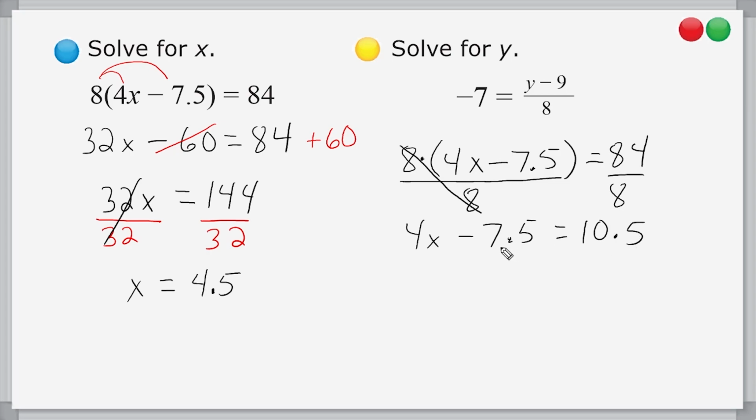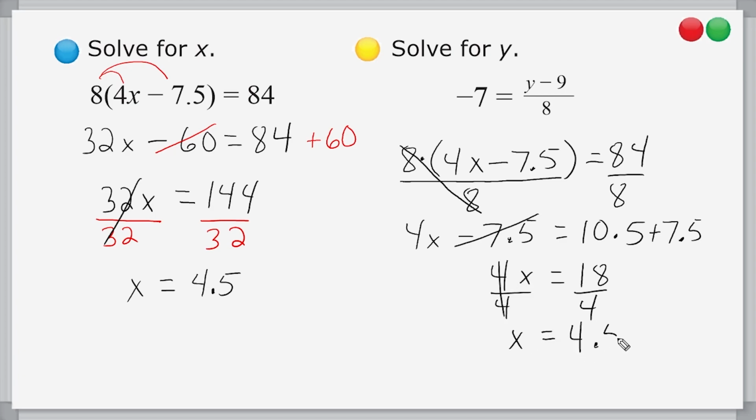All right, now what we can do is take this negative 7.5 and write it as a positive on the other side. So we're combining 10.5 and 7.5, which gives us 18. And now on this side, we have 4 times x. And to isolate our variable, we divide both sides by that coefficient of 4. And 18 divided by 4 is also 4.5.